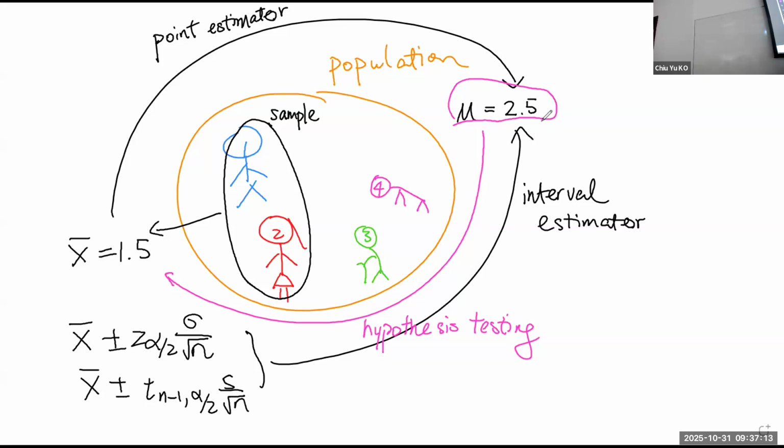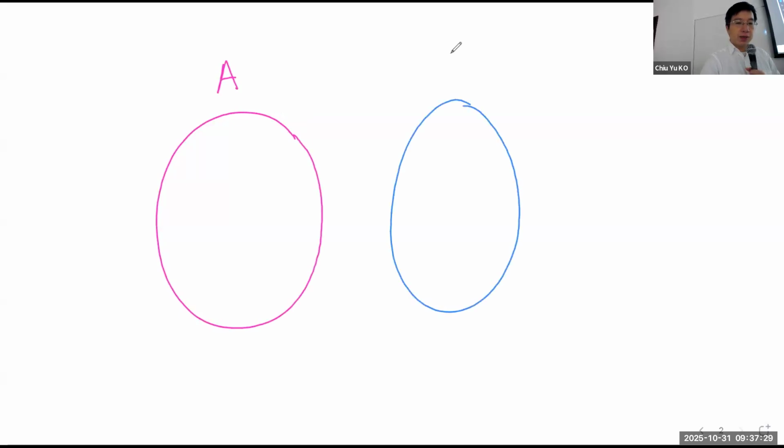And later, not this class, next class, we talk about two samples, right? Maybe we want to talk about what we call A/B testing. So suppose I have population A and another population B, right? The average of this is mu B, and the average of this is mu A. In many cases we want to know whether mu A is equal to mu B or not.